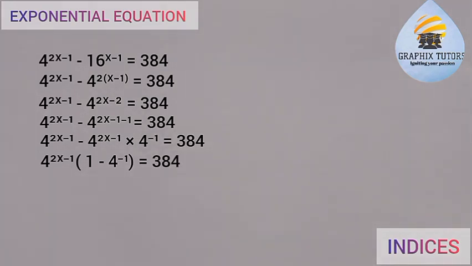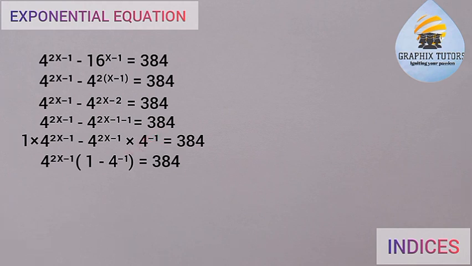Now you're wondering where I got the 1 from. If you look at the expression above, the 4 to the power of 2x minus 1 has a silent 1 beside it, even though you are not seeing it. So let me put this silent 1 here. When I bring it out, it will remain a silent 1 minus 4 to the power of minus 1, right?